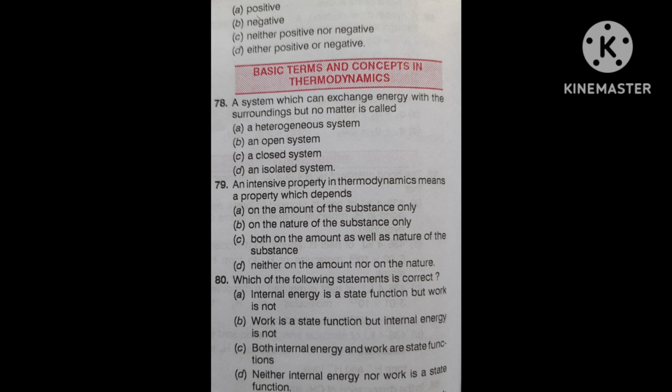The question I am reading: a system which can exchange energy with the surroundings but no matter is called: first option, a heterogeneous system; second, an open system; third, a closed system; fourth, an isolated system. Again I am repeating the question.